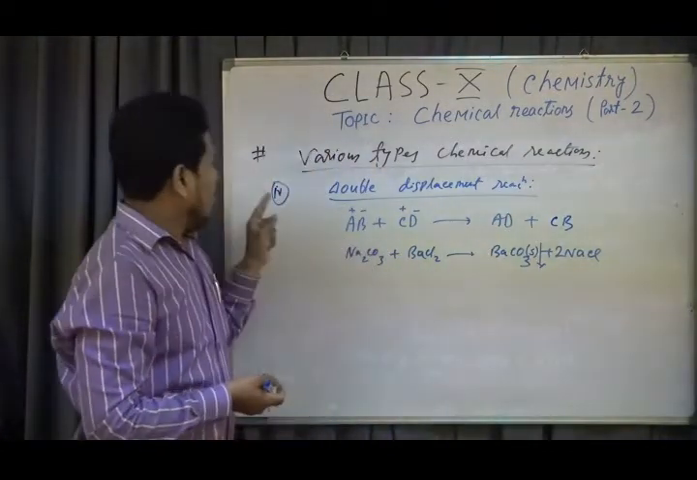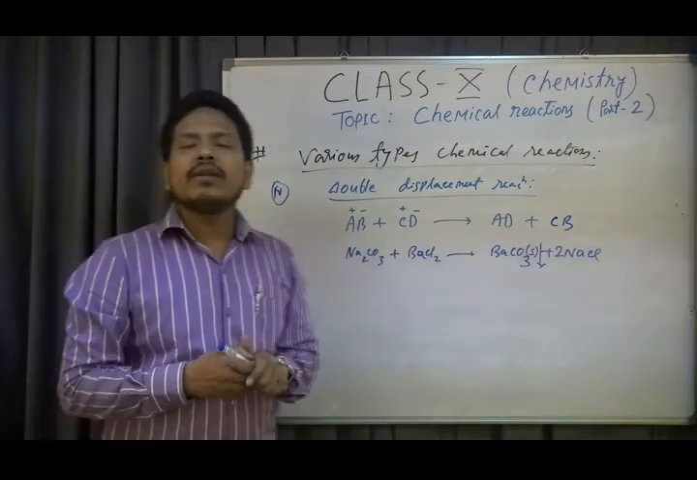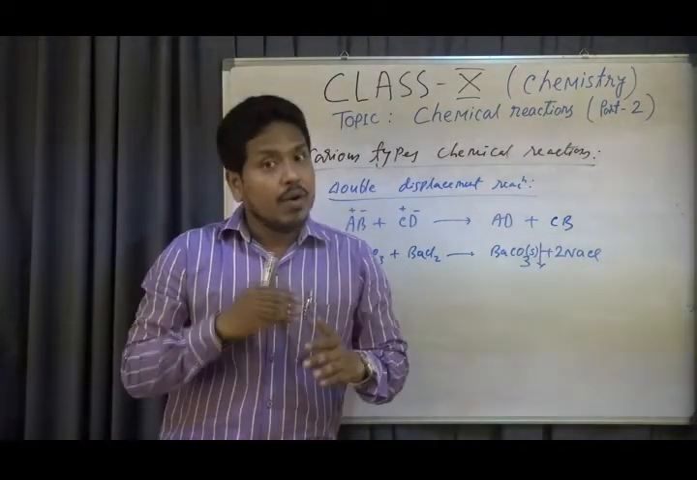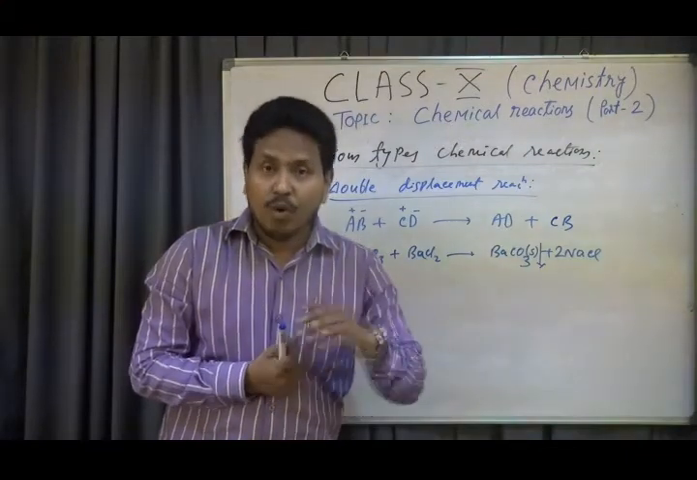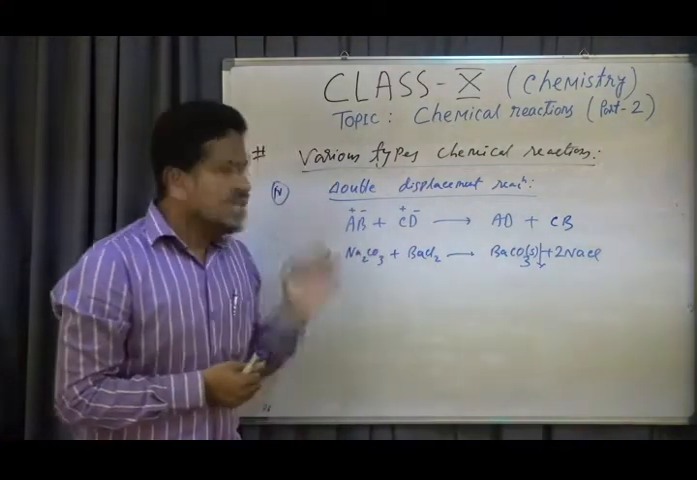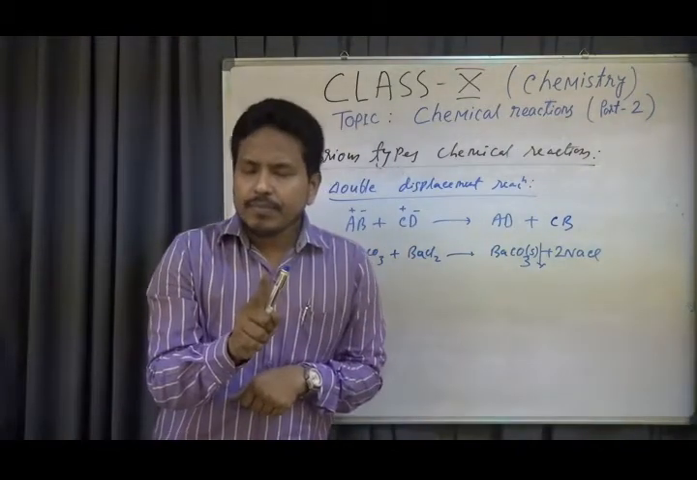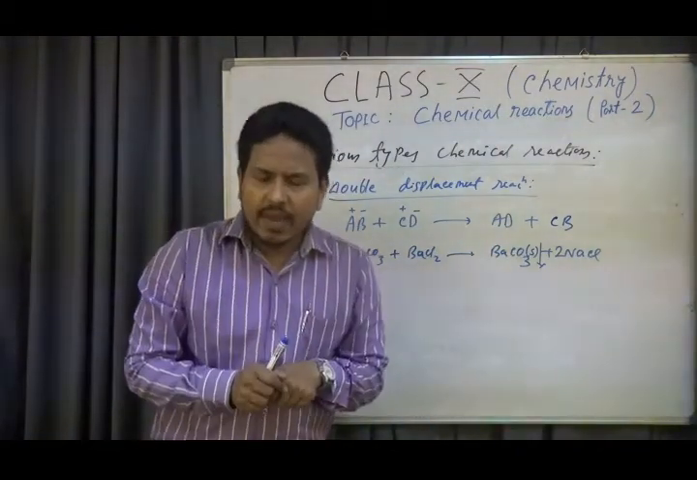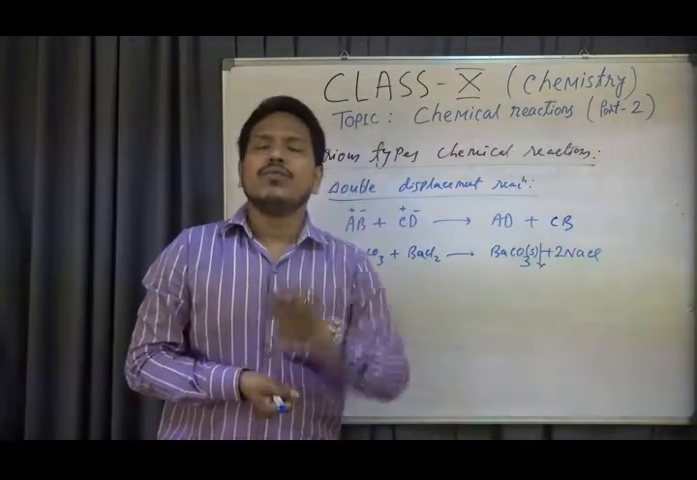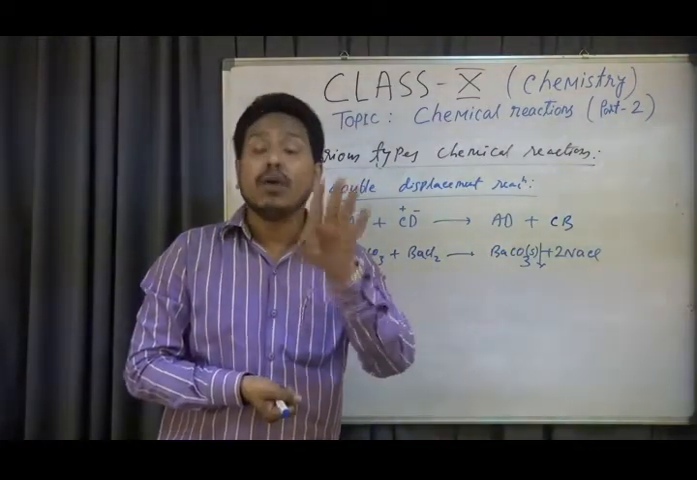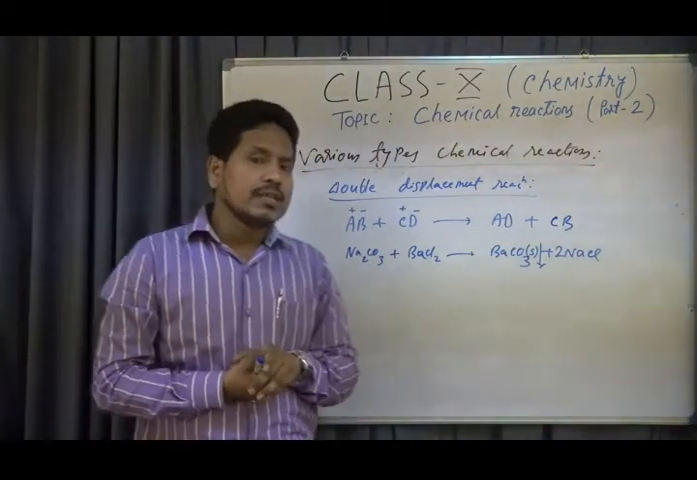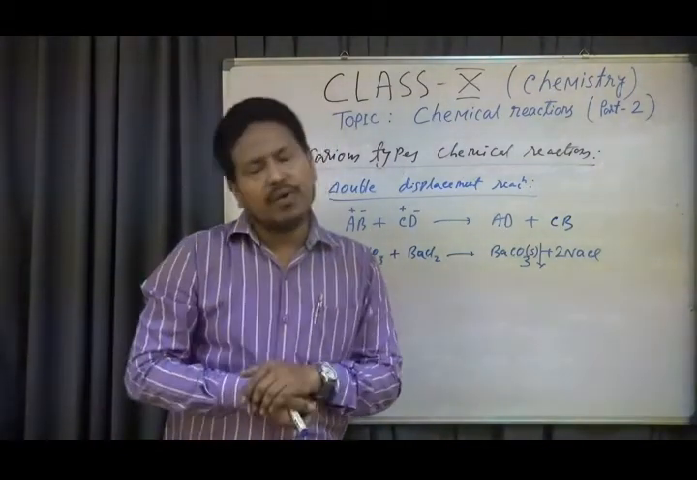So there are 4 different types of chemical reaction I have discussed today; in total 5 chemical reactions are there. More chemical reactions I will discuss in the next class. Today I discussed combination reaction, displacement reaction, decomposition reactions, and double displacement reactions. These 4 types of chemical reactions are included in your syllabus. In the next class I will discuss 2 more reactions.